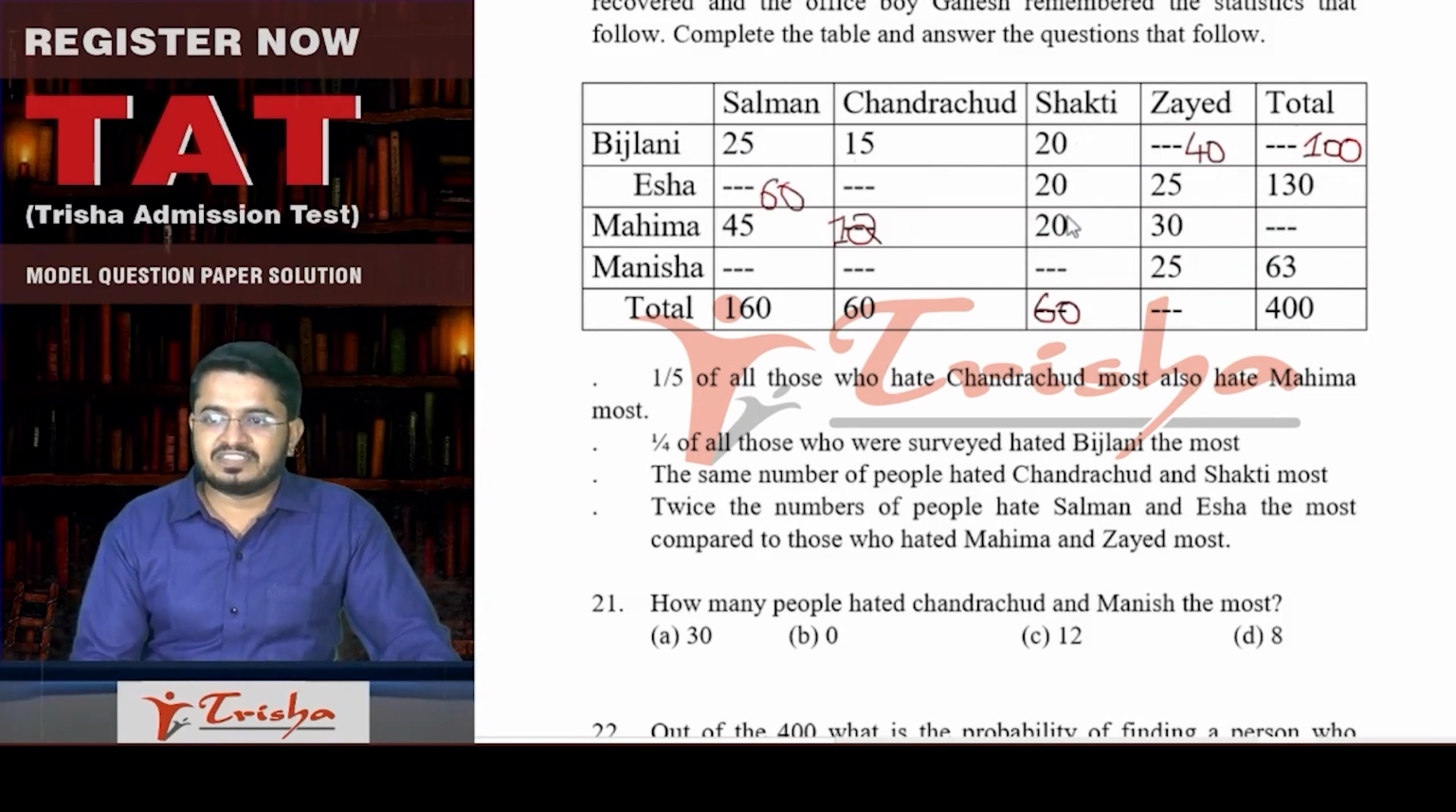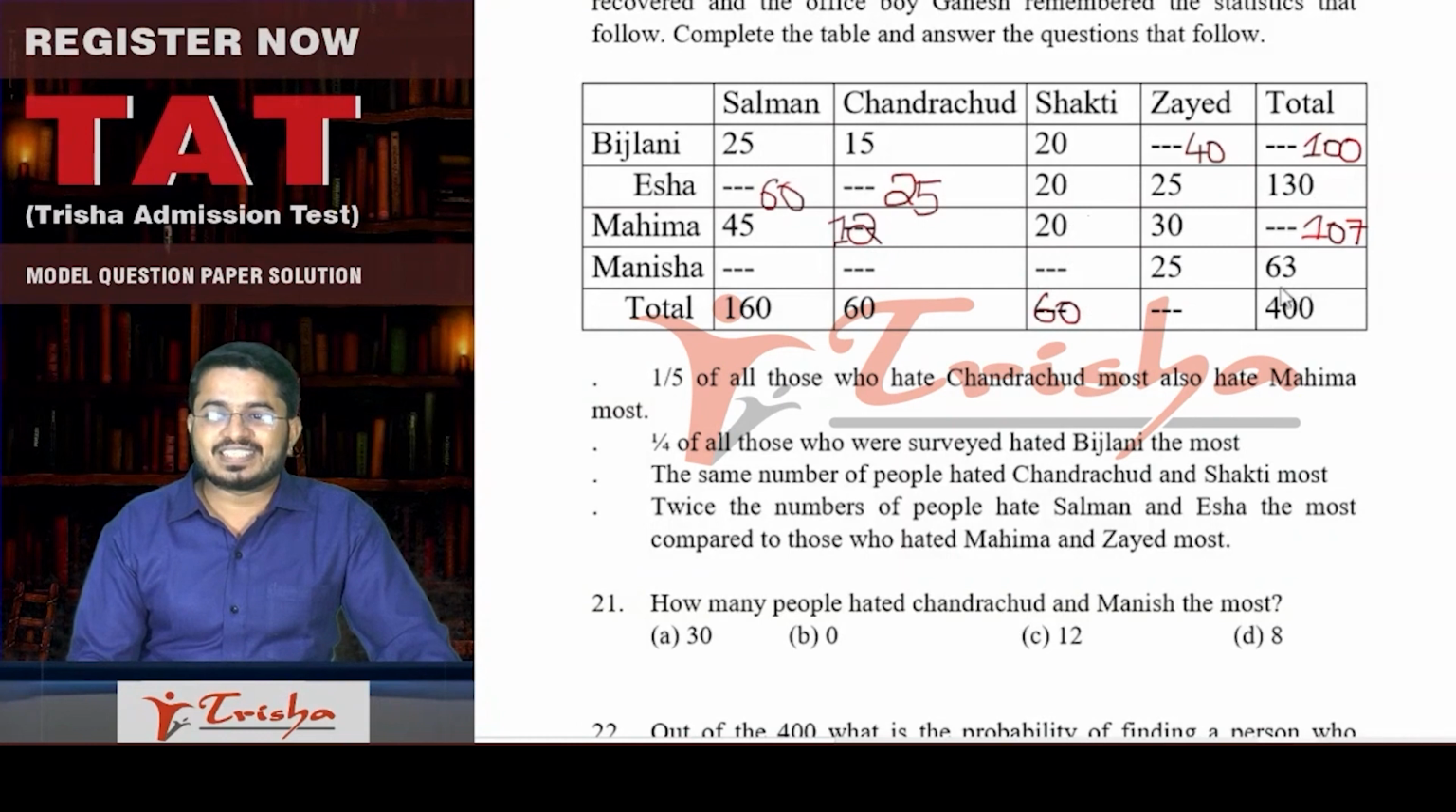130 is the total. Let us see if we have 130 here. 60 plus 20, 80, plus 25, 105. 130 should be the total. We have only data up to 105. So those people who hate Chandrachud and Isha is 25. That is 130 minus 105. So now let us cross check. 60 plus 25, 85, plus 20, 105, plus 25, 130. Correct? Next, 45 plus 12, 57, 57 plus 20, 77, plus 30, 107. So you get the number there, 107.